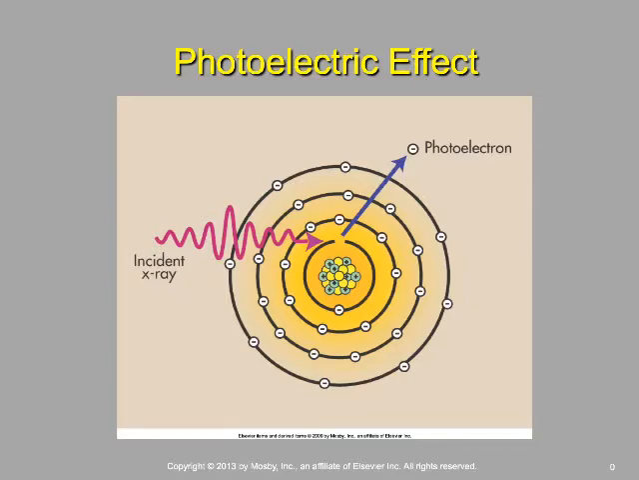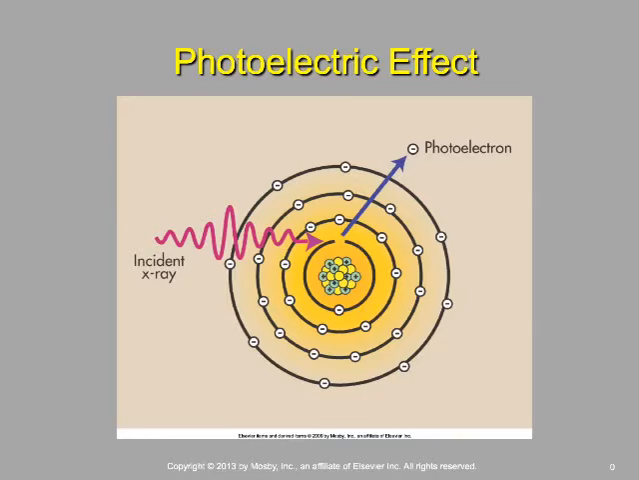It will ionize the atom, so it will eject the electron, and that electron is now called a photoelectron. Okay? It's now called a photoelectron. The X-ray photon has been completely attenuated at this point. So the energy that it has given off was solely captured by that photoelectron.